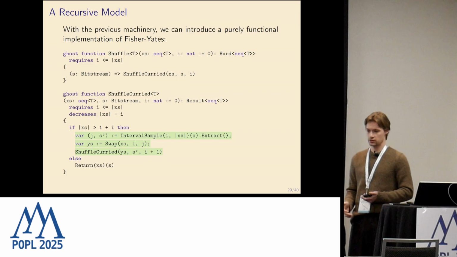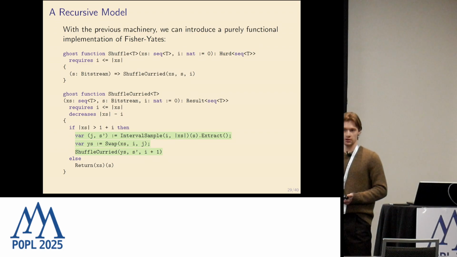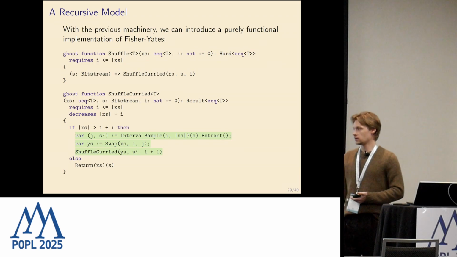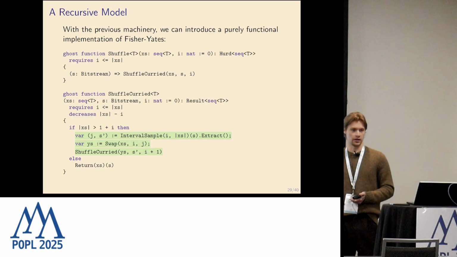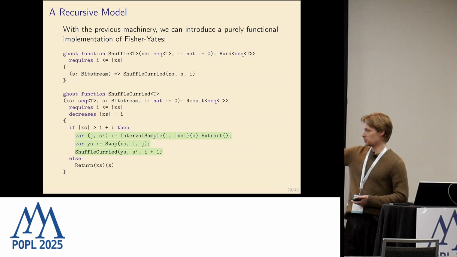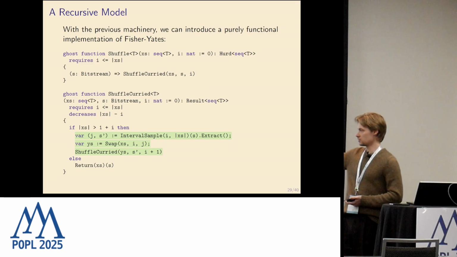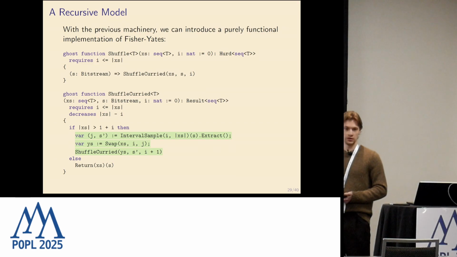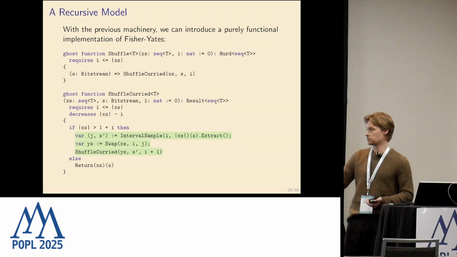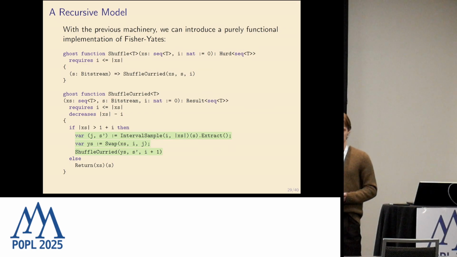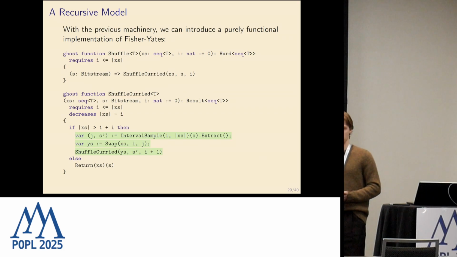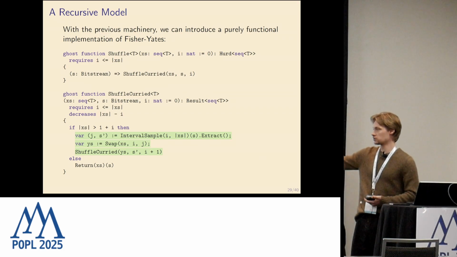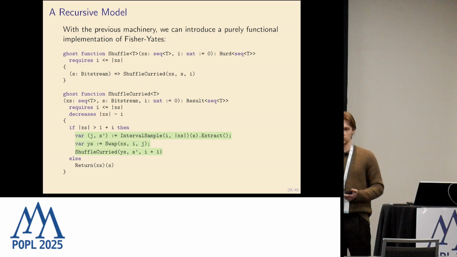Having assumed this uniform sampler, we can lift the definition to a functional definition of Fisher-Yates. First, we lift the definition of sample to a definition of interval sample, which is straightforward. And then the actual implementation follows the example I showed you in the beginning. First we sample between I and the length of the sequence. Then we take that element, swap it, and get a new sequence and a new bit stream. Then we have a recursive call that goes on with the new sequence, the new bit stream, and increases I by 1, and that continues until you hit the base case, in which case you return the sequence.